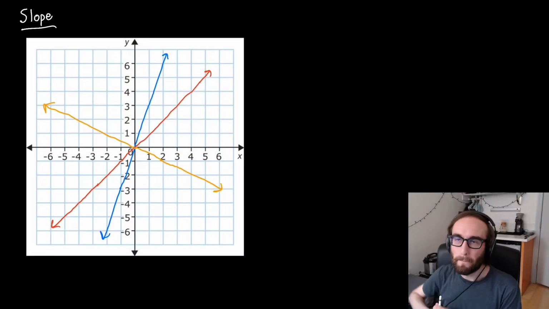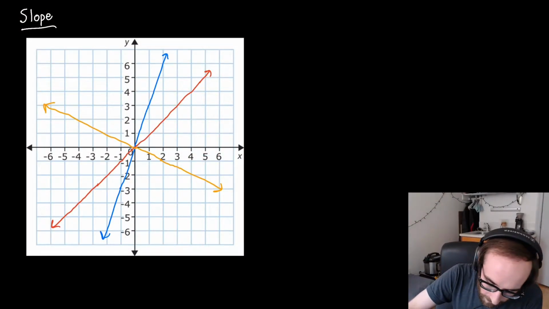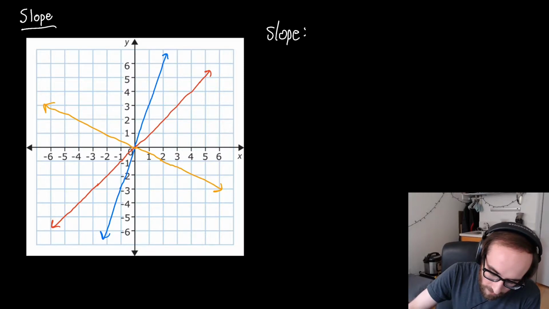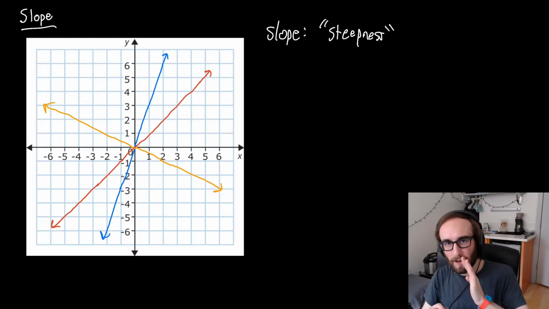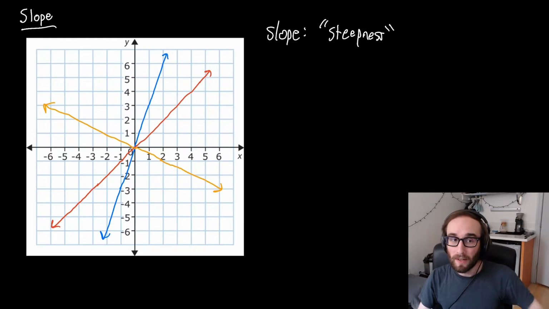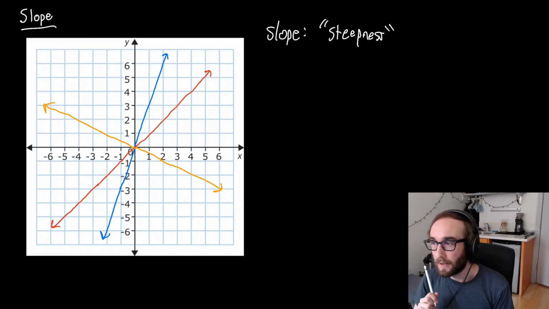Hi everyone, welcome back. In this video, we're going to talk a little bit about slope and what slope means and how to find slope for lines and linear functions in Algebra 1A. Okay, so slope, one way to think of slope is the steepness of a line. So how steep is the line going up versus is it kind of flat or is it even going down? So the steepness of a line is one way to think about slope.